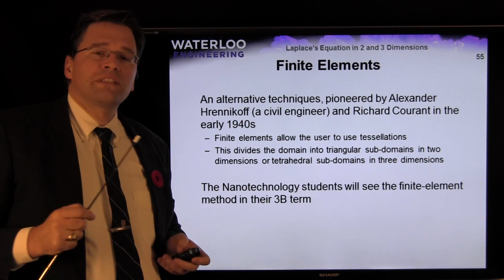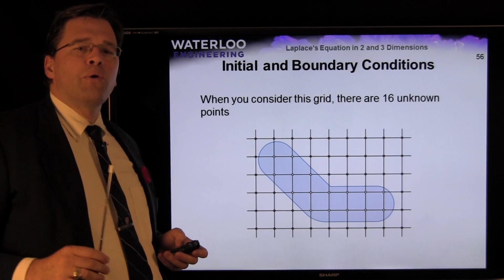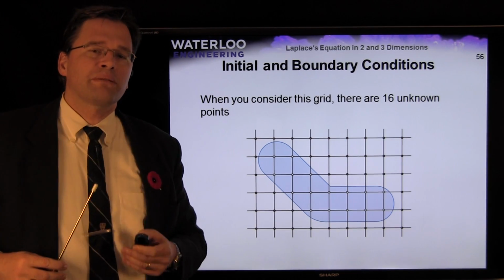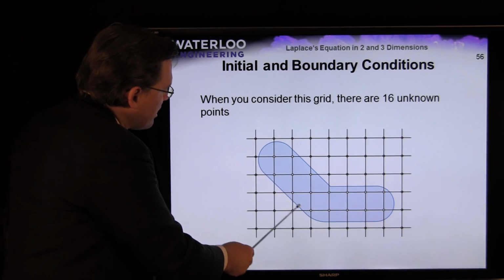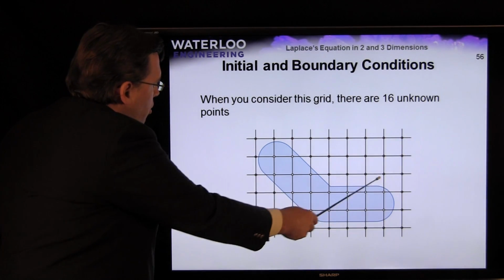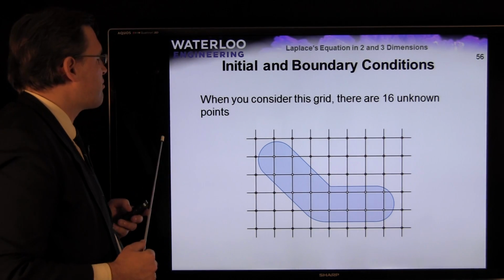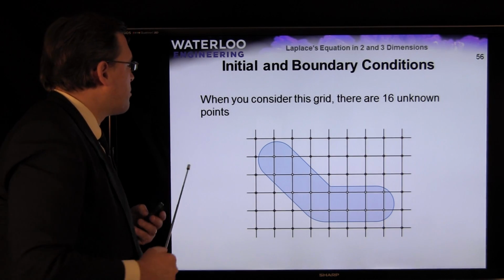Nanotechnology students are actually going to see the finite element method in their 3B term. But let's at least try to find an approximation using a grid for this example. Here we have 16 points on the interior. All the remaining points are considered to be on the boundary, and we don't care what their values are. All we know is that they are given. It's the points on the interior that we want to approximate.